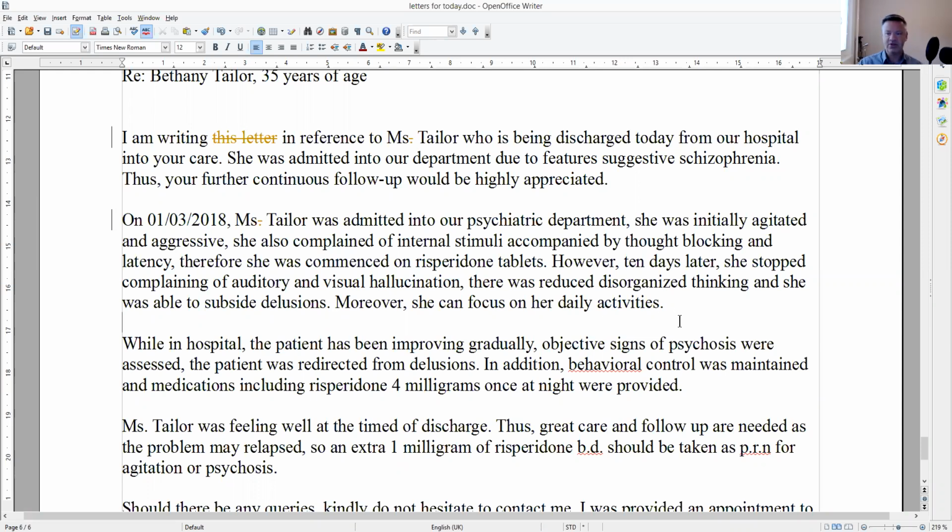Moreover, she can focus on her daily activities. Why do we have this very short sentence? Shouldn't it be part of the previous sentence? You know, however, after 10 days, her symptoms subsided and her hallucinations stopped. Her thinking was better organized, and she could focus on her daily activities.